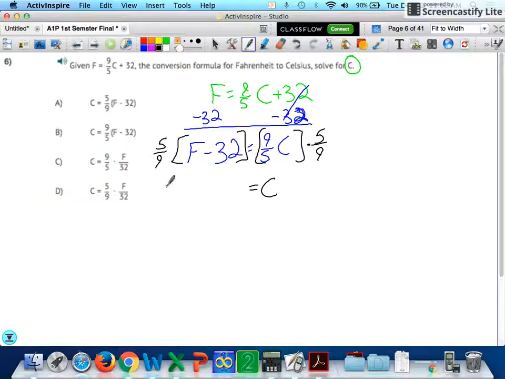This left-hand side, really nothing changes. We've got 5/9, and we're multiplying it by F minus 32. And there it is right there, option A.